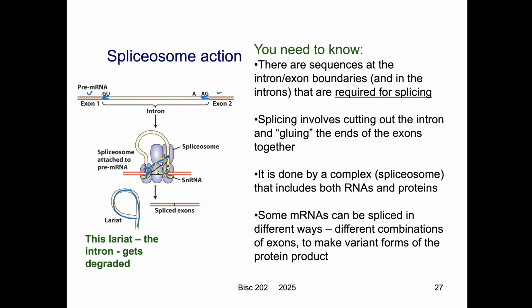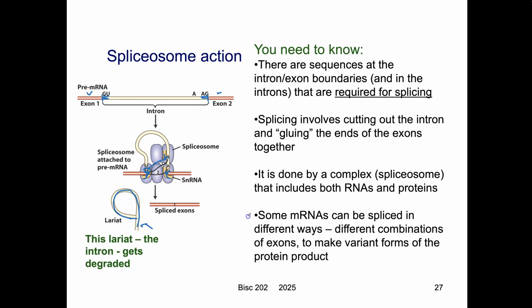So yeah, I think that's probably sufficient to know just that the RNA is cut to either side of these. The intron forms this unusual structure that then gets degraded, and exon 1 and exon 2 in this case are stuck together.